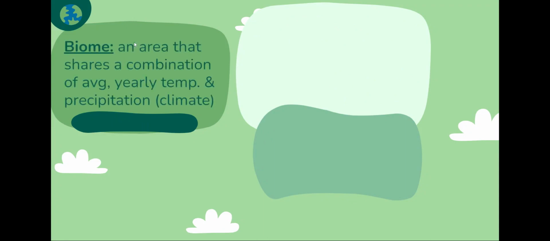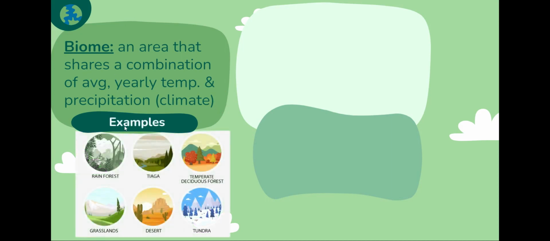Alright, so first, what is a biome? Well, a biome is an area that shares a combination of average yearly temperature and precipitation. And that's average yearly temperature. Examples are rainforest, taigas (that's spelled wrong by the way), temperate deciduous forests, tundras, desert, and grasslands.